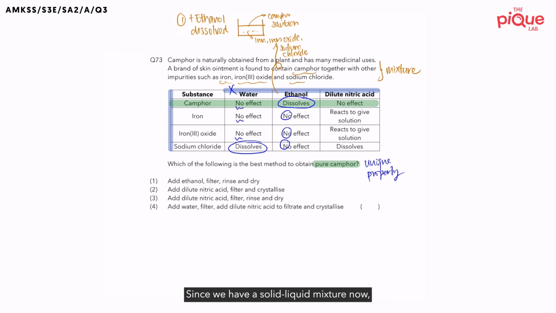Since we have a solid liquid mixture now, and the thing that we want is the solid or the liquid? Is the liquid, correct? The solution. How are we going to obtain this? We should filter. And to do filtration, we need a filter funnel with filter paper. At the end, there will be two outcomes. You will get the solid, which we call the residue, and the liquid, which we call the filtrate. So which one is camphor, the residue or the filtrate? Camphor will be the filtrate.